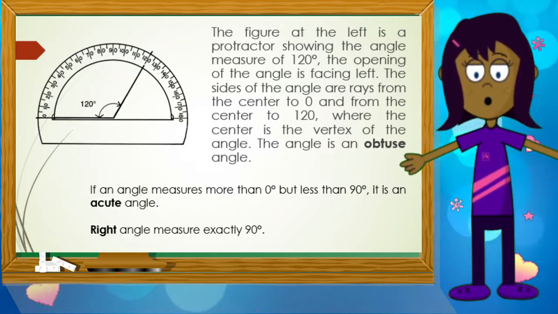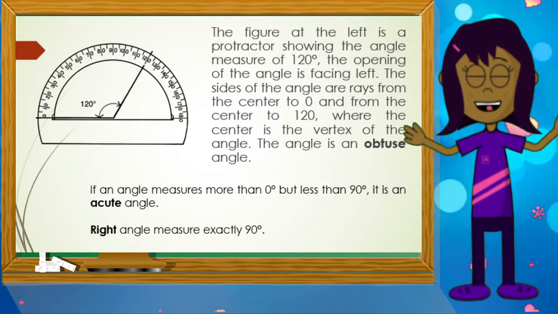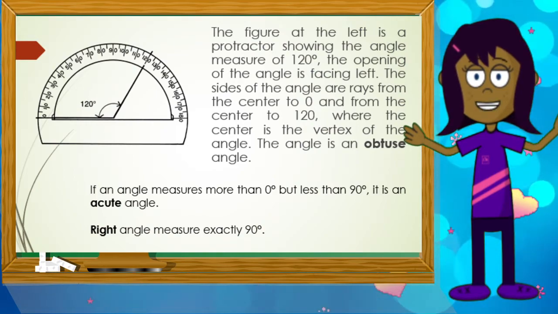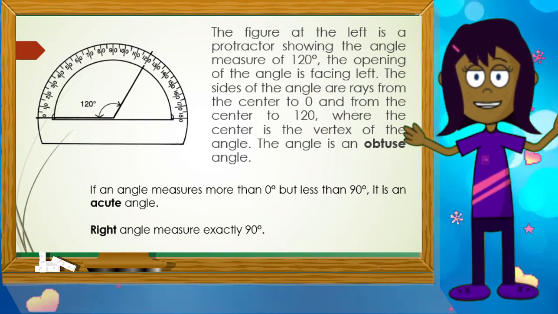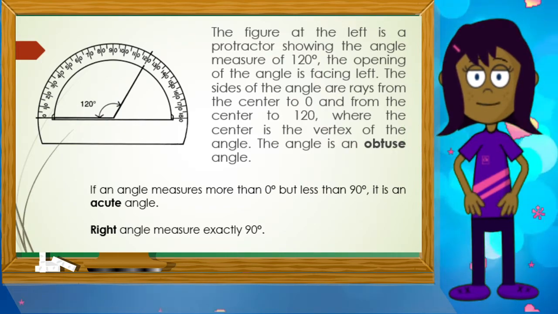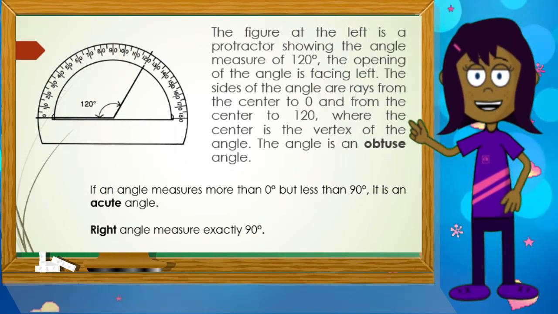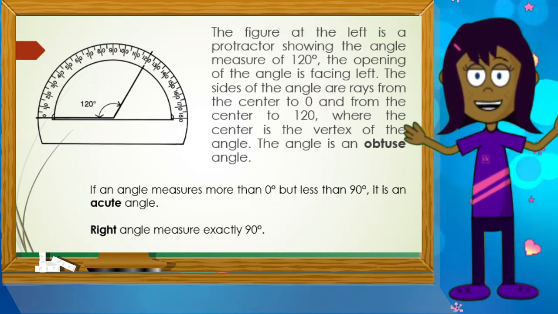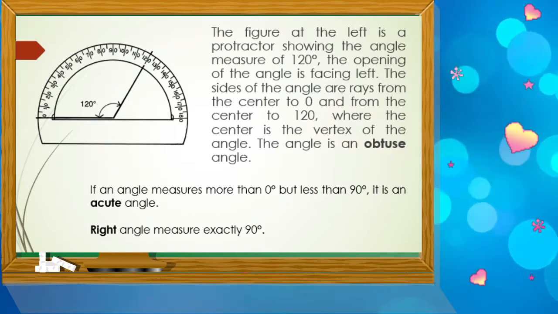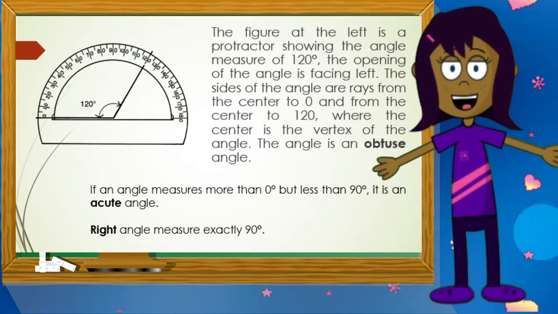When you say obtuse angle, guys, that means these are the angles that measure more than 90 degrees but less than 180 degrees. If an angle measures more than 0 degrees but less than 90 degrees, it is called an acute angle. And a 90-degree angle is called a right angle.